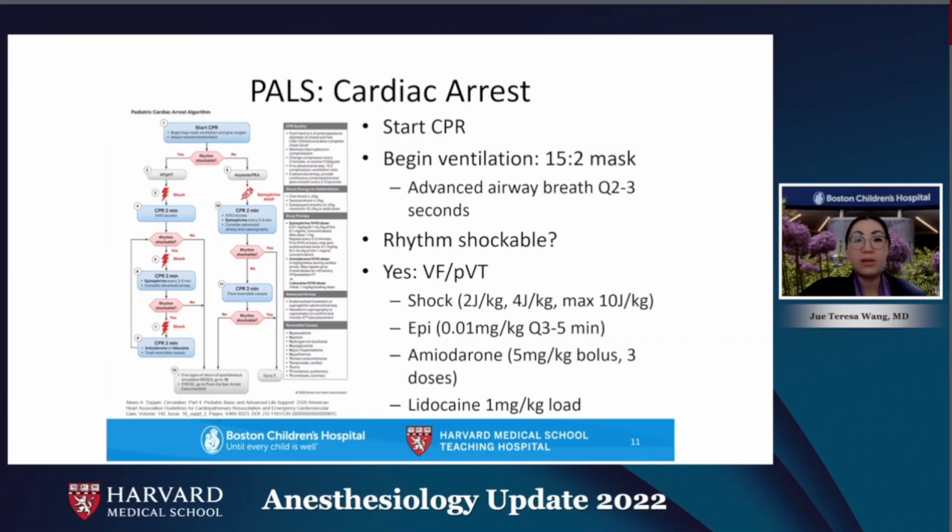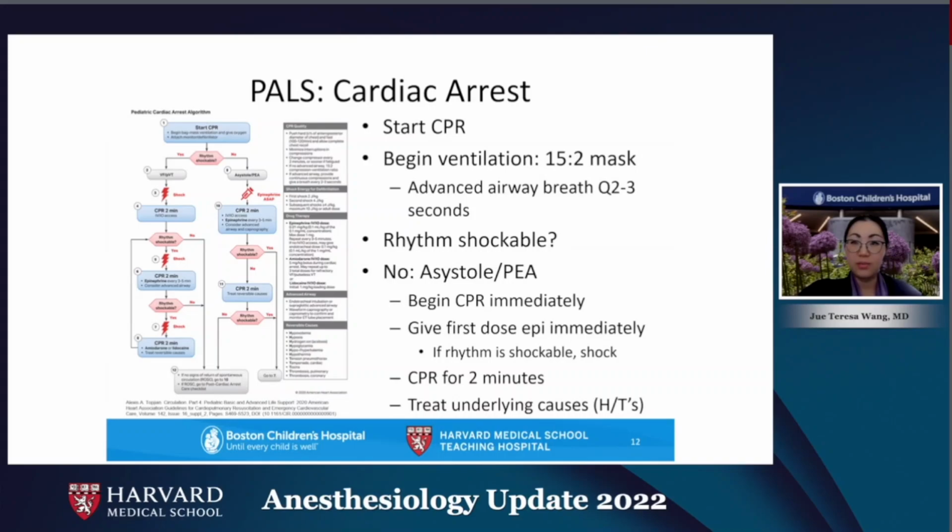For cardiac arrest with a rhythm that is not shockable, begin CPR without delay as previously mentioned. Continue the ventilation at 15 compressions to 2 breaths, and also give the first dose of epinephrine as soon as it is determined that the rhythm is not shockable. Continue CPR for 2 minutes with rhythm checks every 2 minutes, and also treat the underlying causes of either the asystole or pulseless electrical activity.